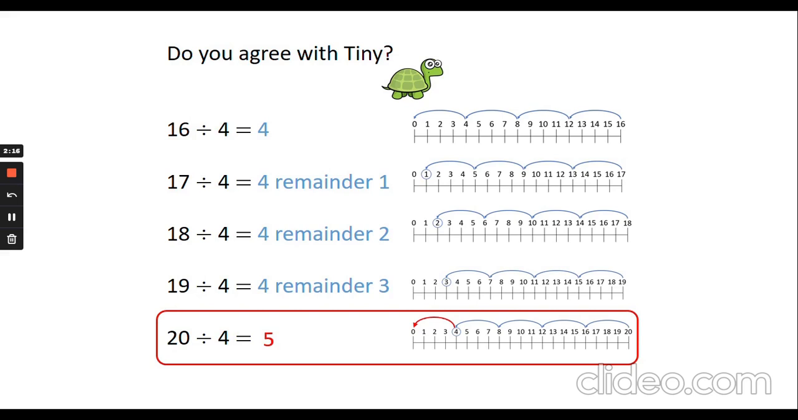If he was to do that final jump, he would then have a total of 1, 2, 3, 4, 5 jumps, showing that 20 divided by 4 equals 5, not 4 remainder 4. It's impossible to have a remainder of 4 when we are dividing by 4. If you have 4 left over, you are able to make another group of 4.